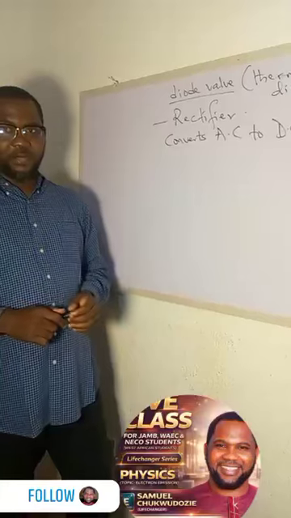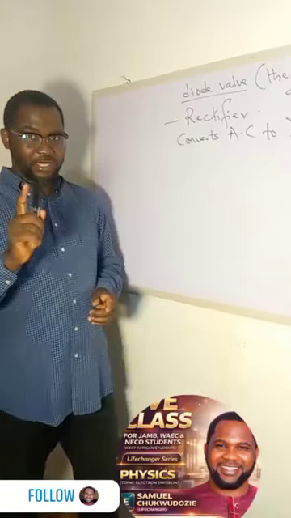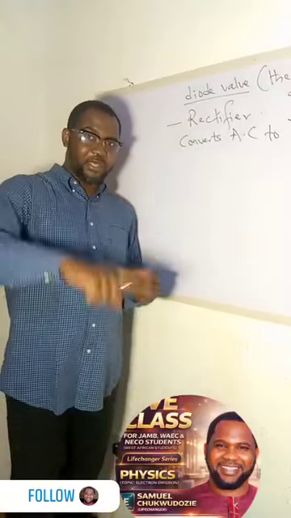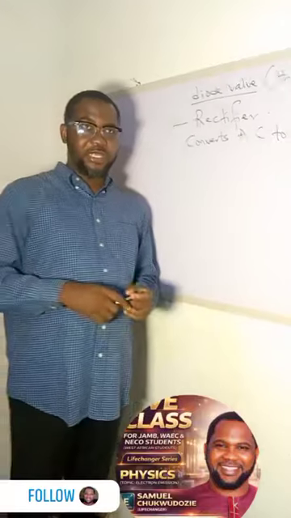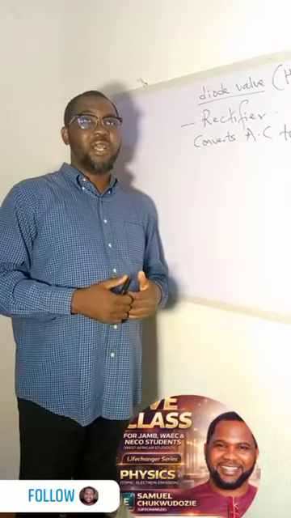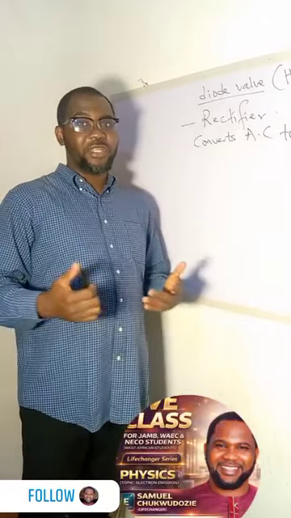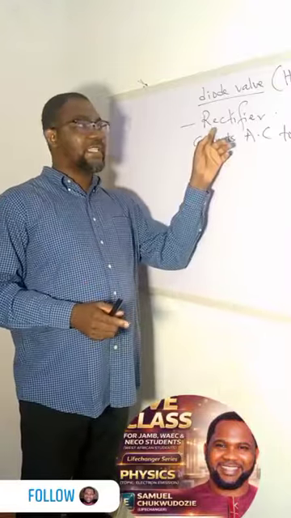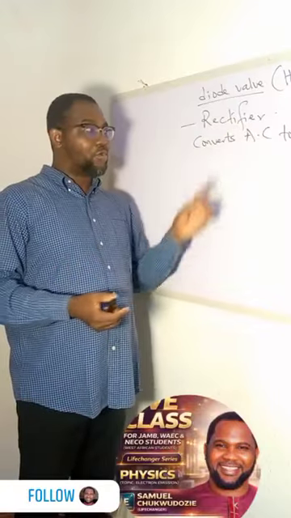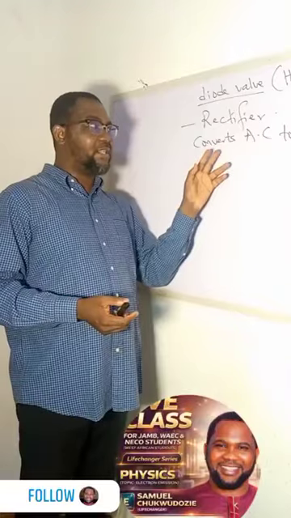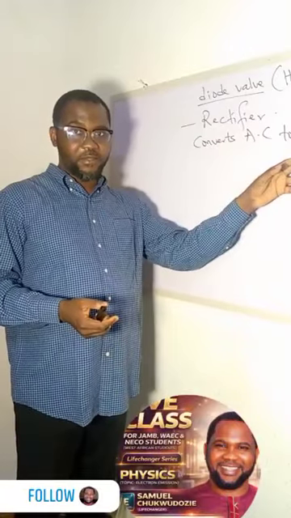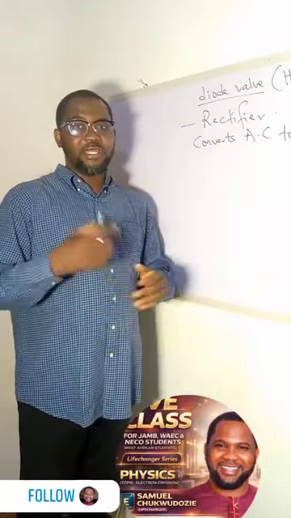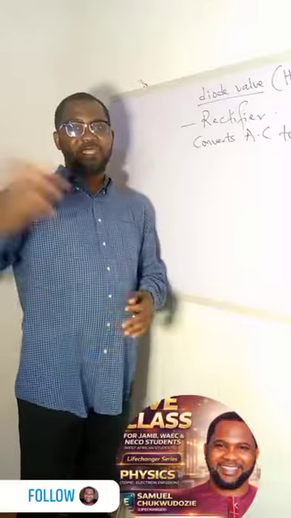A rectifier. Now, I want to say something here. This is another topic. Under semiconductors, there is something we also call the PN junction diode. That is also a diode which also acts as a rectifier, and as a rectifier, it converts AC to DC. But we will get there when we get to semiconductors, because semiconductor technology is an advancement to this.